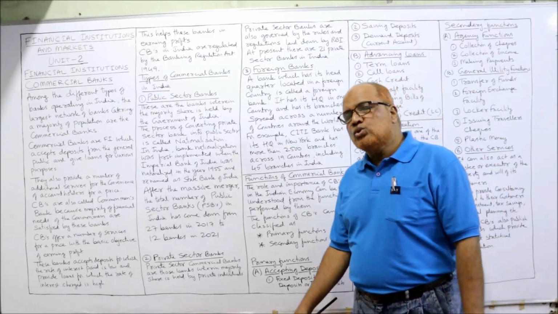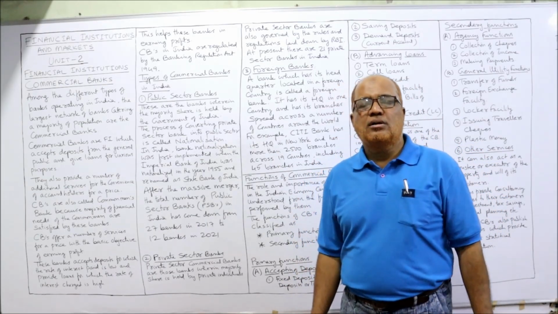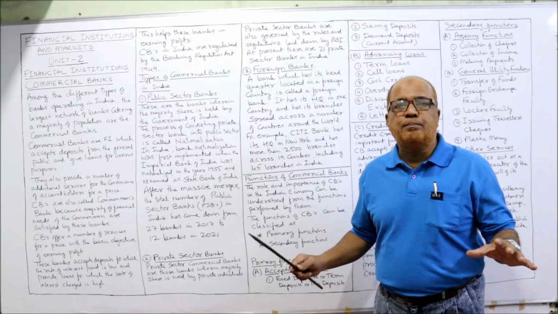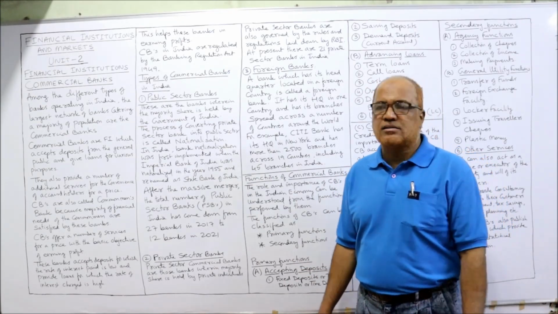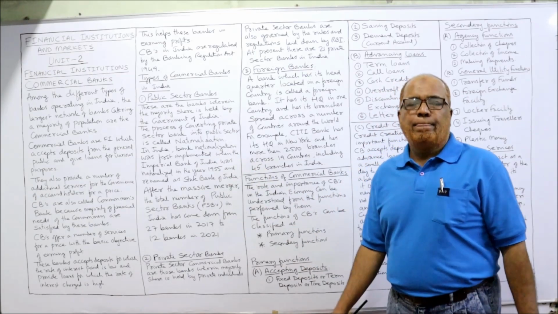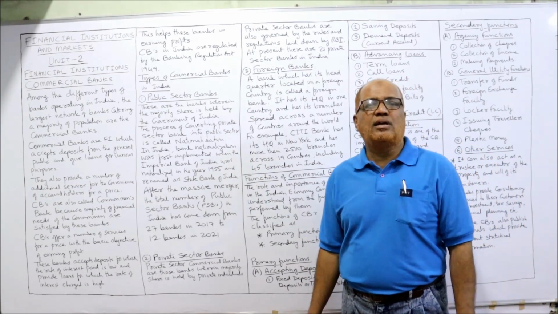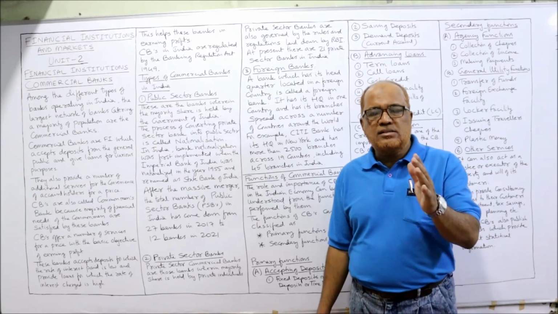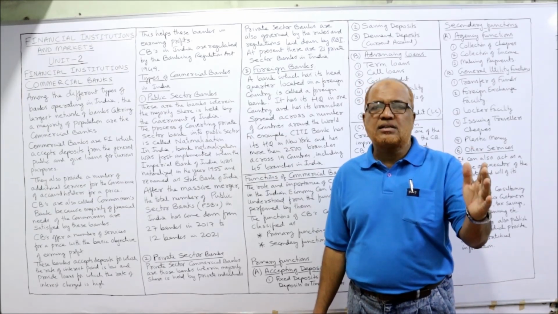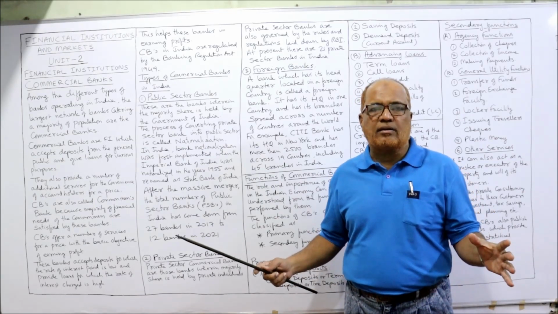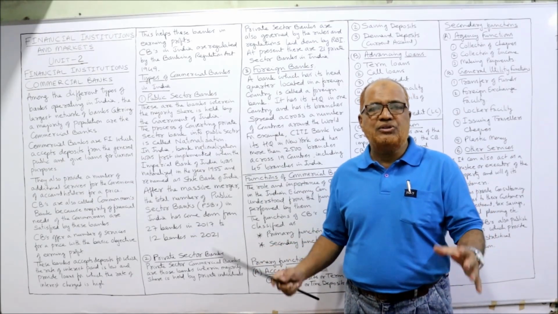So far I have explained commercial banks. Now I am going to explain the types of commercial banks. Broadly, we divide commercial banks into three categories: public sector banks, private sector banks, and foreign banks. All are commercial banks, but the nature is different.